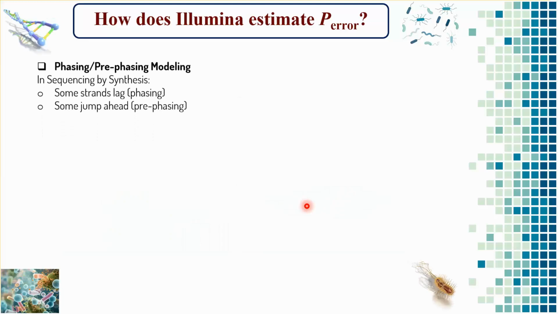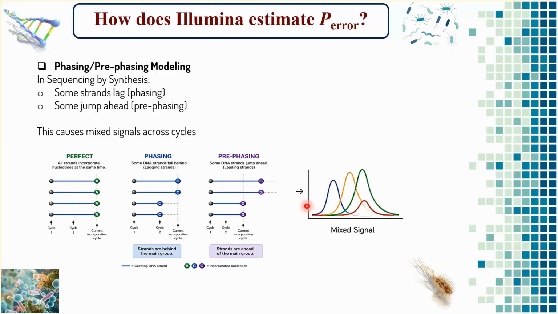Another key factor, phasing and pre-phasing. During sequencing by synthesis, some DNA strands fall behind. This is called phasing, as we have said earlier. As we can see also here, some strands jump ahead. This is called pre-phasing, as we have mentioned earlier also. So what does this cause? It leads to mixed signals across cycles. So the signal you observe is actually a combination of multiple states. To handle this, algorithms estimate how much signal contamination exists and adjust the confidence accordingly.